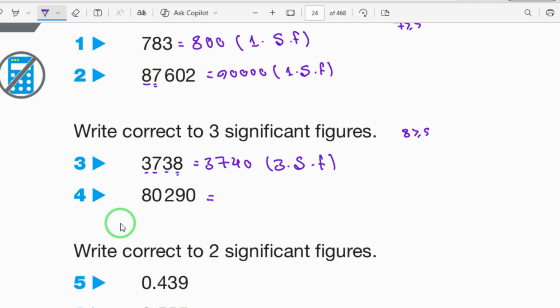Question number 4, write correct to 3 significant figures. We count from left to right, 1, 2, 3. We face 9. 9 is larger than 5, so we round up. 2 becomes 3. We write here 8, 0, and instead of this 2, we write 3. The rest of these 2 numbers is 0. It means 80,290 is closer to 80,300, to 3 significant figures.